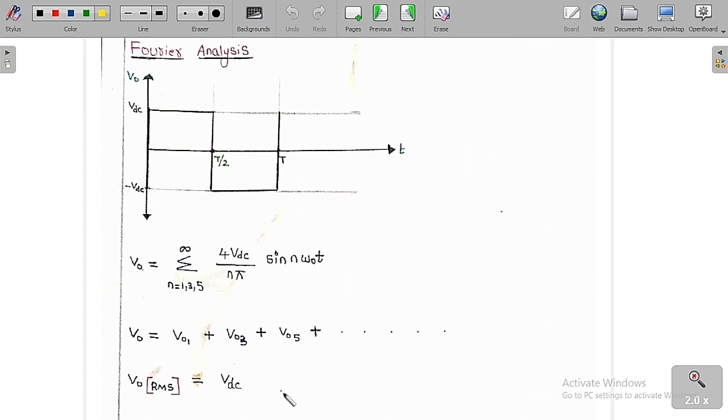Now I want to find the RMS value of this overall signal. The RMS value of this overall output signal V0 is equal to the peak value, which is VDC.